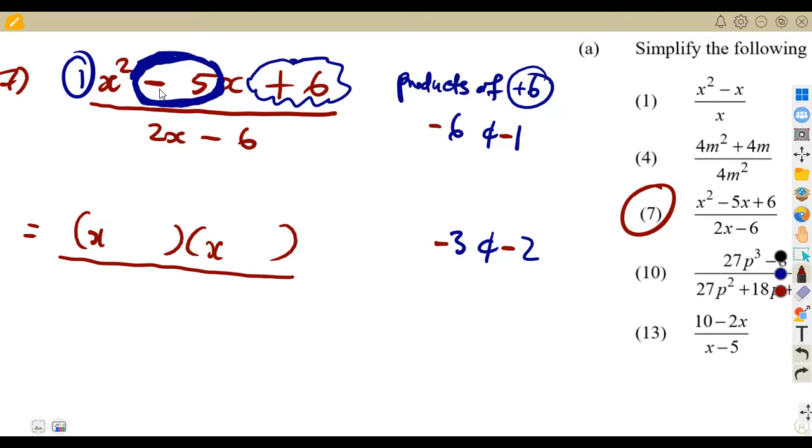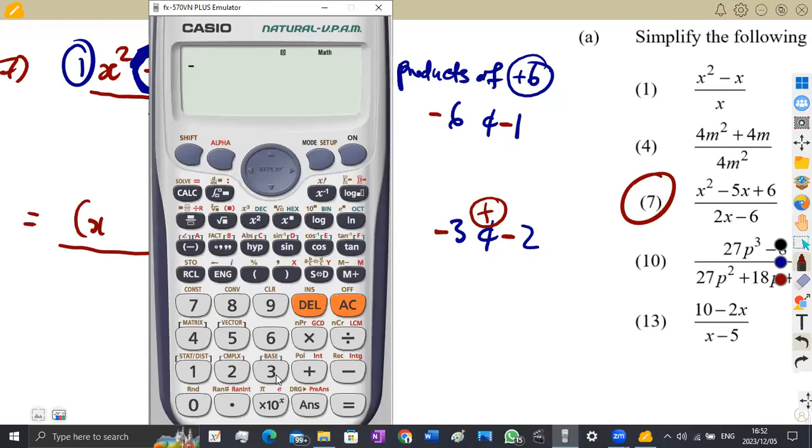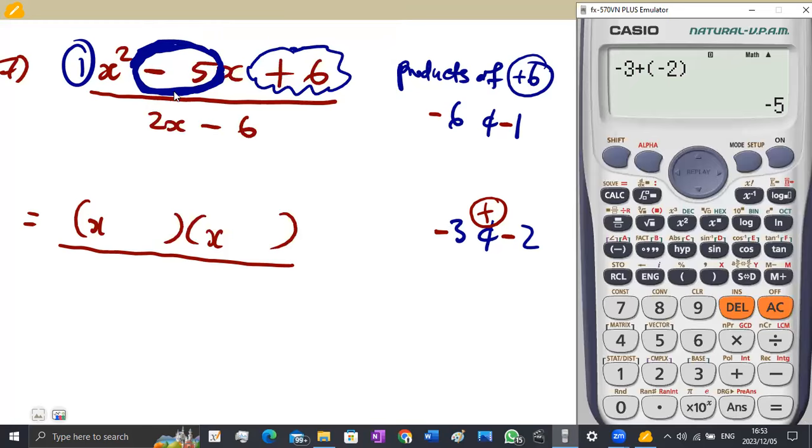where am I going to get a -5? So you're going to see that it's here on -3 and -2. If you add these two, you're going to get a -5. Okay, let us just play around with our calculator. Let's see. -3 like this, plus -2. Just open a bracket and put -2 like this. You're going to get a -5, which is exactly the number that we want here, which is a -5.